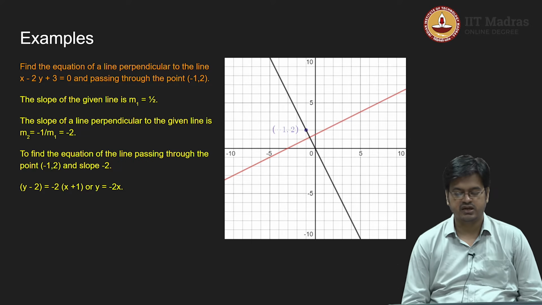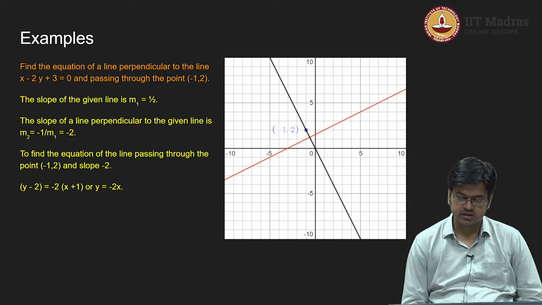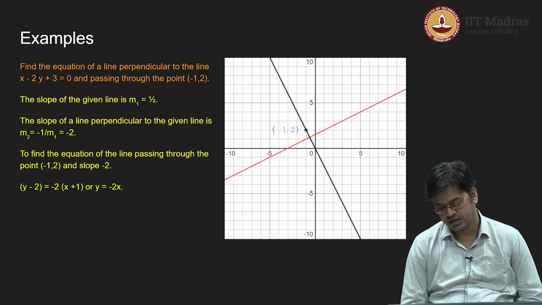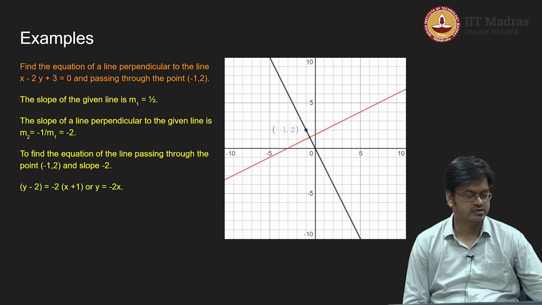So, we have verified the answer. Now, what you can see here is that minus 1 comma 2 is a point lying on a line which is perpendicular to the given line. An interesting question can be asked: what is the distance of this point from the given line? Let us try to answer that question in the next slide.